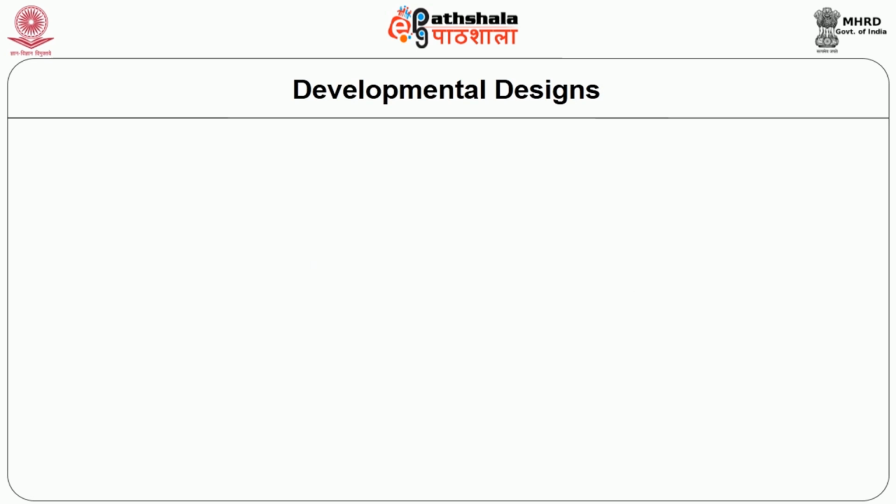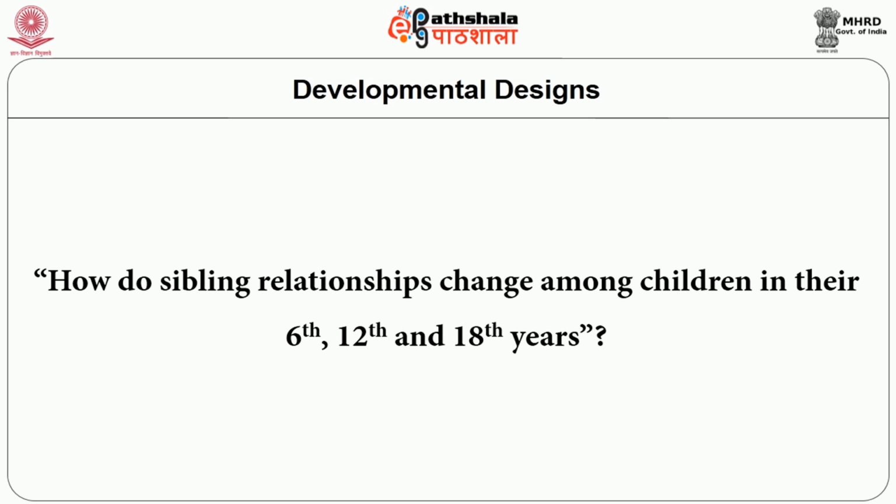To answer the question of how children change in due course of time in a scientific manner, the researchers in the field of child development start with a research question or hypothesis as any other research. Hypothesis is nothing but a research statement or question that would be tested by reflecting on what the researcher wants to find out. Consider the following examples in understanding this part of the module. The question is, how do sibling relationships change among children in their 6th, 12th, and 18th year?